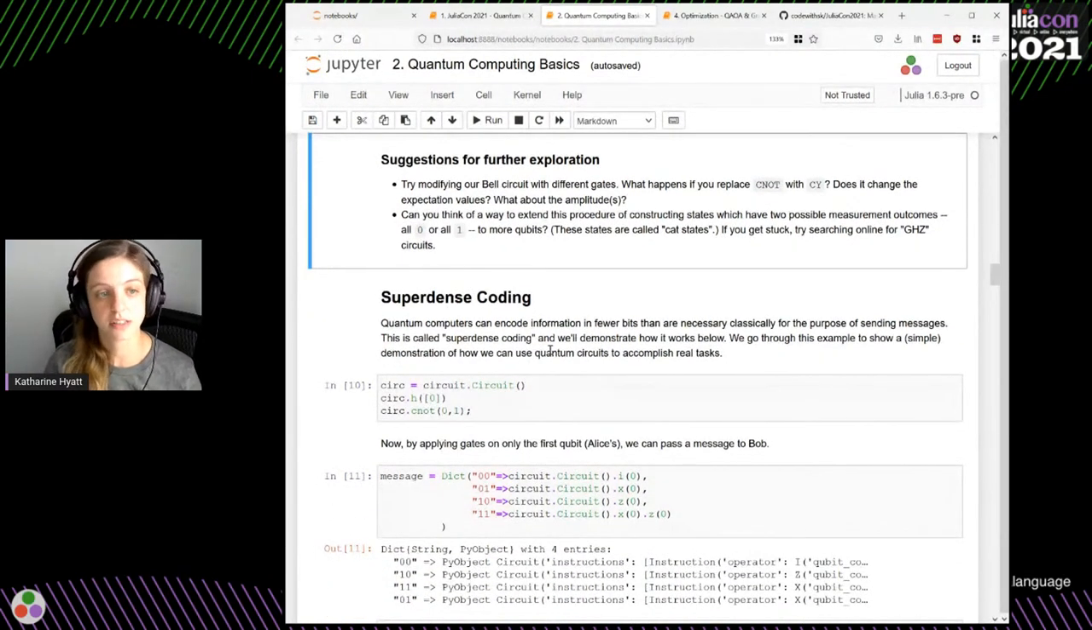Another option you could consider is whether there's a way to extend this procedure to circuits which have more than 2 qubits. So can you construct a circuit that will generate states which are either all zeros or all ones? These states are called cat states because they're actually very hard to produce physically, and they're sort of Schrodinger cat states. That's where the name comes from. So if you get stuck doing this or just frustrated, try searching online for what's called a GHZ state.